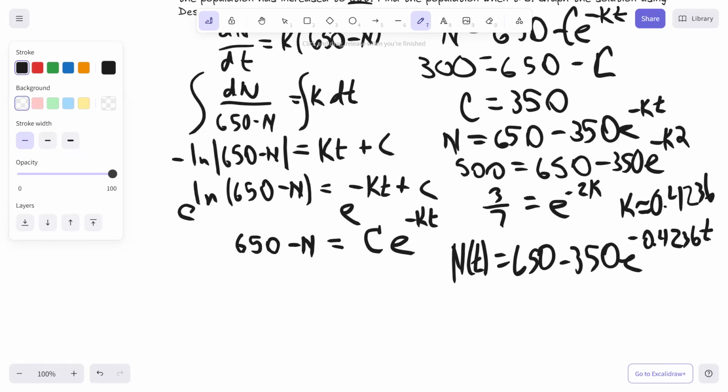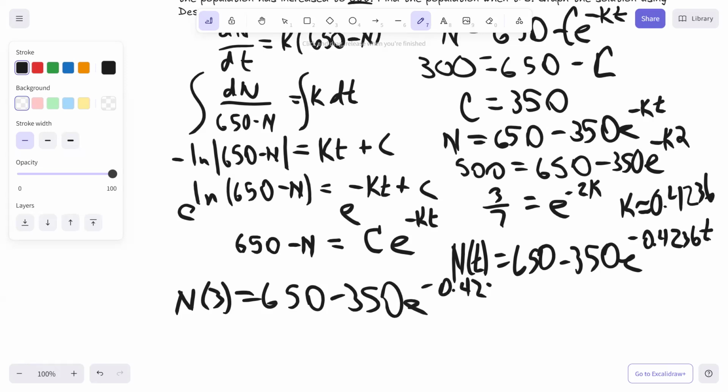So when t equals 3, you would have 650 minus 350 e to the negative 0.4236 times 3. And that's going to come out to approximately 522 coyotes.